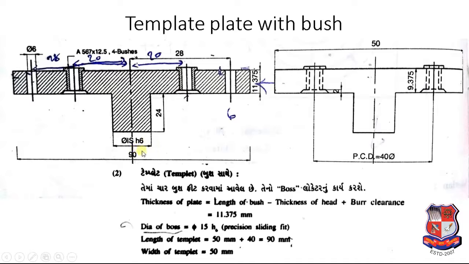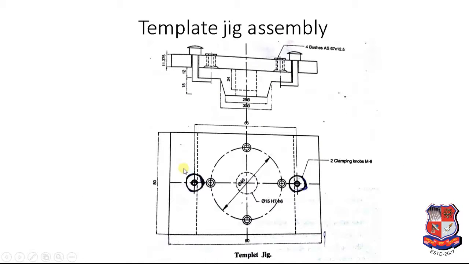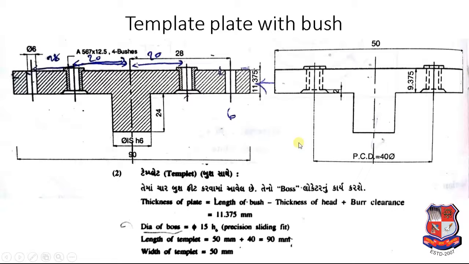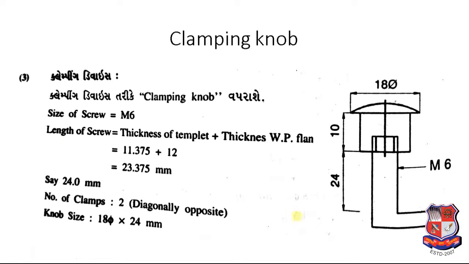Diameter of boss that is inserted in the throughout hole in the component. Throughout hole in the component is of 15 mm diameter. So diameter of boss will be exactly equal to 15 mm. Now we need to design the clamping knob that is used to clamp the component with the jig. So diameter of knob will be 18 mm.